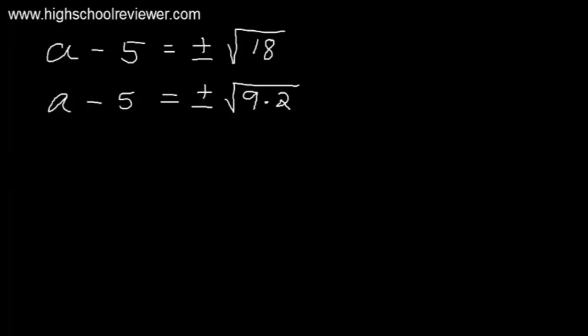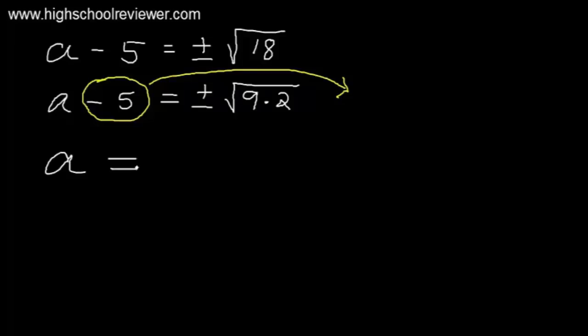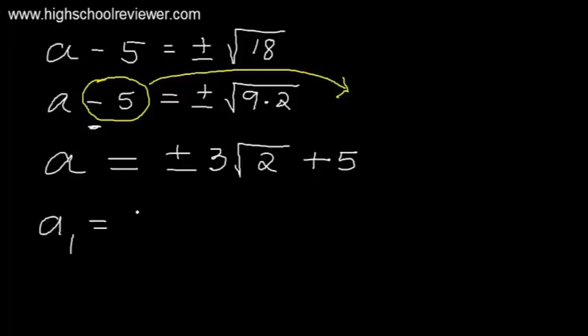Okay, now to find the value of a, we need to transpose negative 5 to the other side. So transpose that to the other side. What will be left? On the left side will only be positive a. This is equal to plus or minus the square root of 9, which is 3. So this will be plus or minus 3 square root of 2. If we transpose negative 5, this will change sign, so this will now become positive 5. So our a sub 1 here will be the positive 3, that will be positive 3 square root of 2.